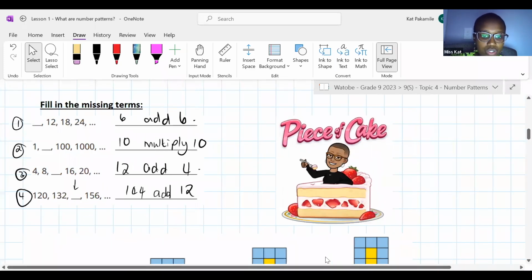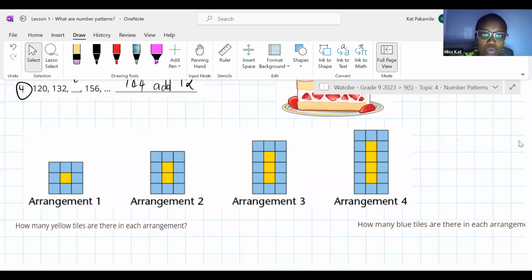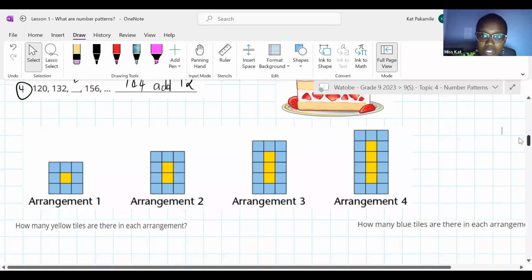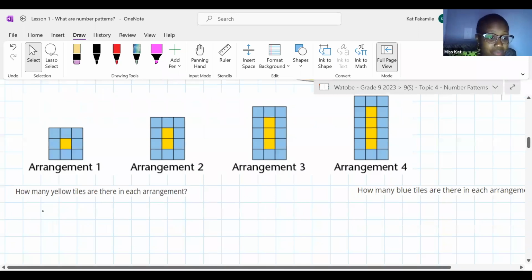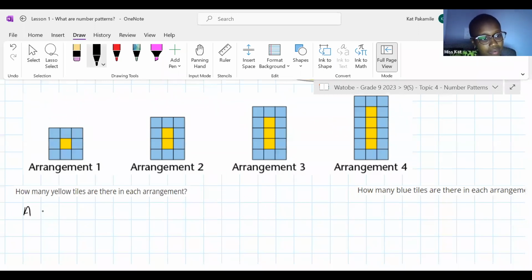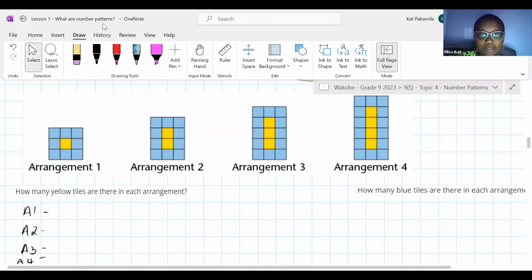Now, let's move on to a different pattern. Here we have shapes: arrangement 1, arrangement 2, arrangement 3, and arrangement 4. Mr. Uyatandwa still has his hand up, so he's going to tell me how many yellow tiles are in each arrangement. That's arrangement, guys, in case you're wondering. Siam Tanda.